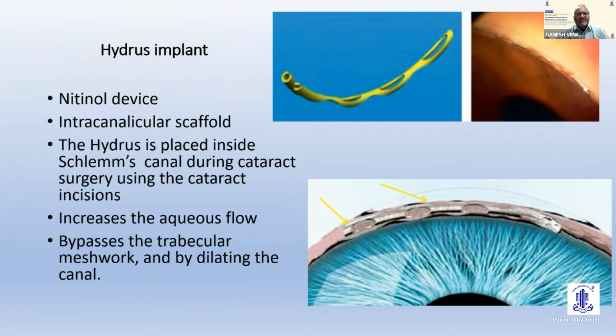The Hydrus implant is another device which is again introduced into the trabecular meshwork. It is an intracanalicular scaffold. It is placed inside the Schlemm's canal during cataract surgery, using the cataract surgery incisions. It increases the outflow because it increases the surface area of the Schlemm's canal, and it bypasses the trabecular meshwork by dilating the canal, thereby increasing the percolation.